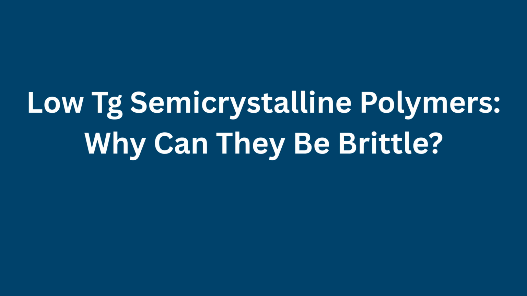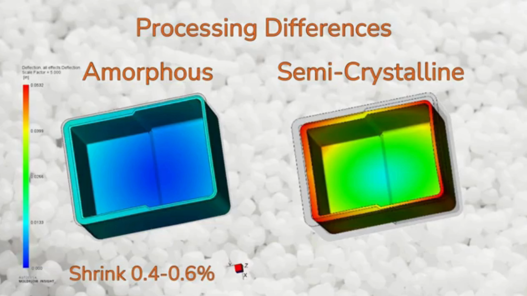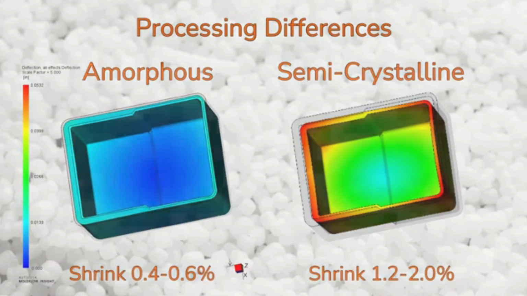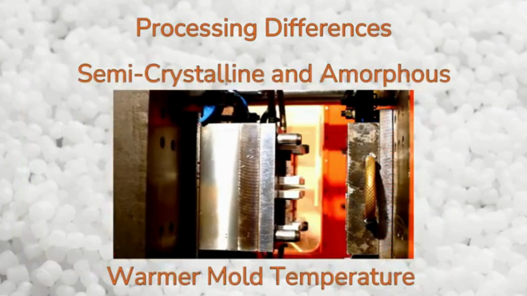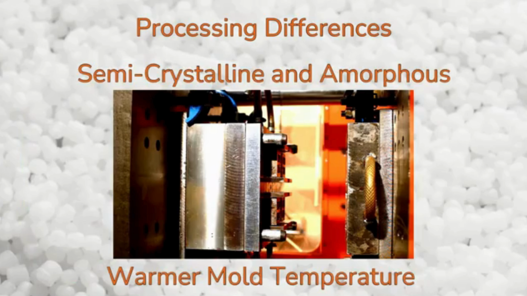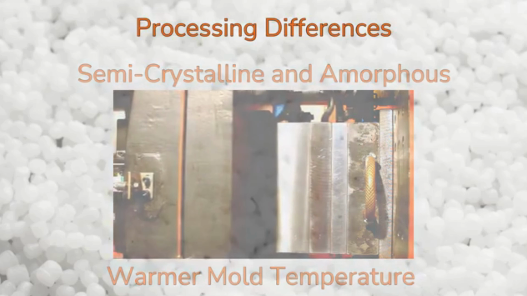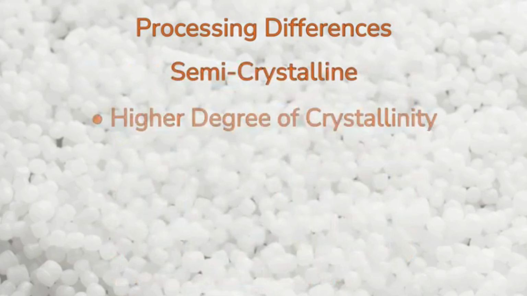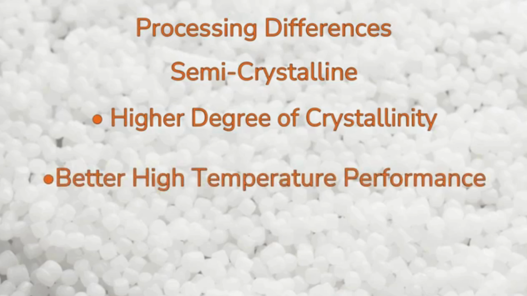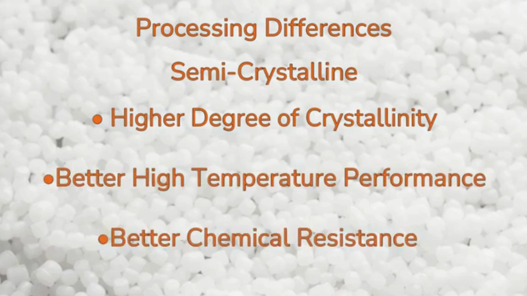Low Tg semicrystalline polymers. Why can they be brittle? Low Tg semicrystalline polymers represent a particularly interesting case. PE, for example, has a Tg near -125 degrees Celsius. At room temperature, its amorphous phase is therefore well above Tg and possesses considerable molecular mobility. Nevertheless, PE can exhibit either highly ductile or relatively brittle behavior depending on molecular architecture and morphology.